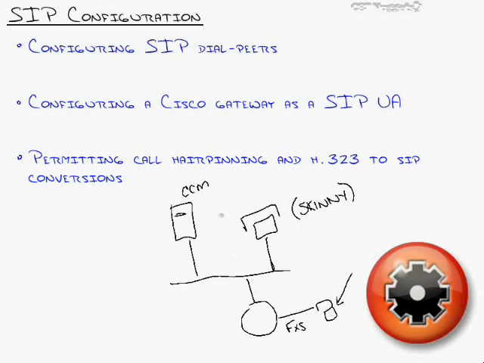So essentially, the call manager is going to be a proxy between the Skinny IP phone and the SIP device over here. What I'm going to do is configure this gateway to use SIP when communicating with the call manager. We'll set up a SIP dial peer. And then I'm going to configure call manager with a SIP trunk back to the gateway so it can use that. So let's start off with the gateway.